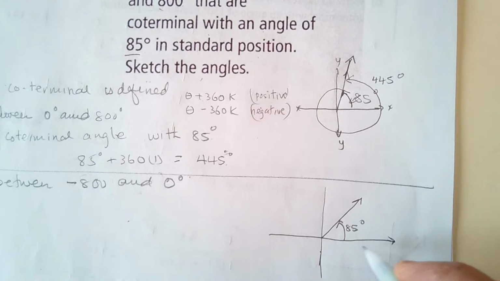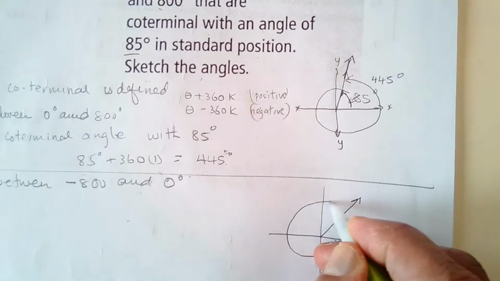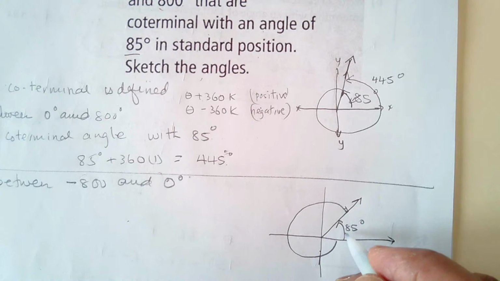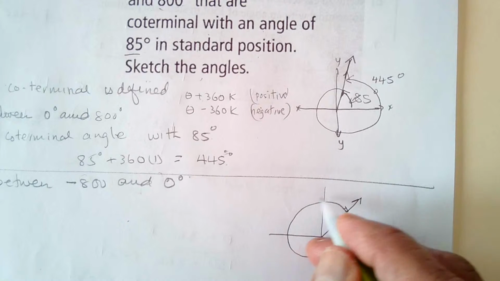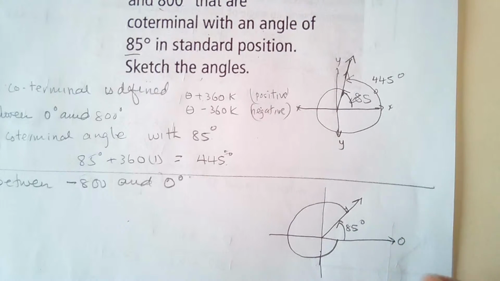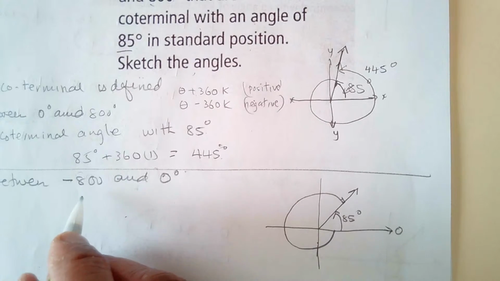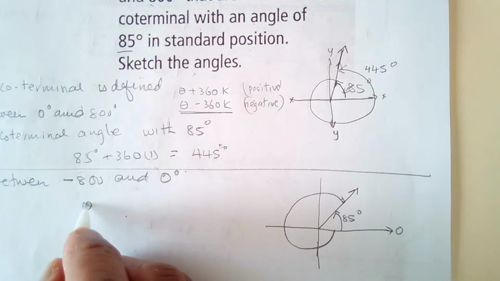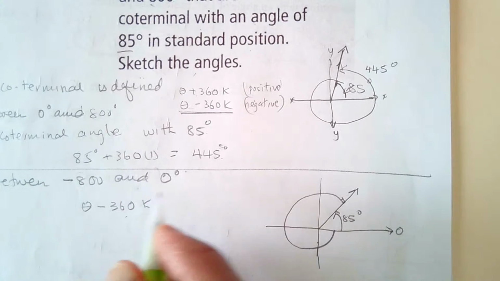We start from our x-axis here, go once down. We're going to go clockwise. So we're starting from here, x is 0. So we go clockwise. So it'd be 360 minus 85. But we know from our definition, it is theta minus 360k.